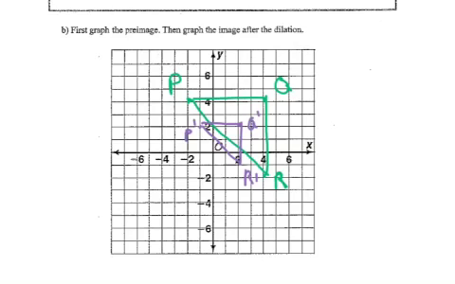So you can check your work now. As you can see, the triangle in green was my original figure, and it's larger than my image after the dilation, because remember, I multiplied by a fraction, a value that was less than 1. Anytime you multiply by a value between 0 and 1, your image will always shrink.